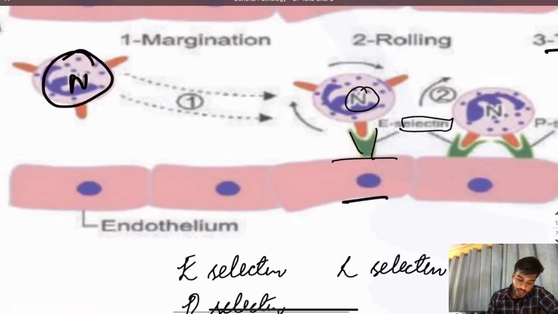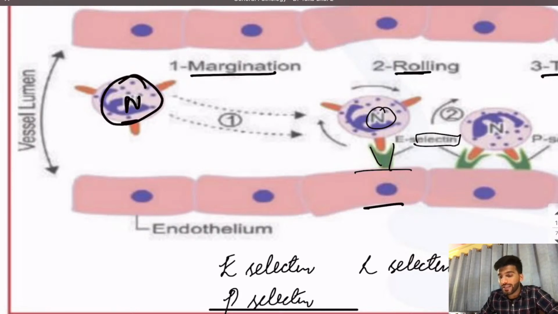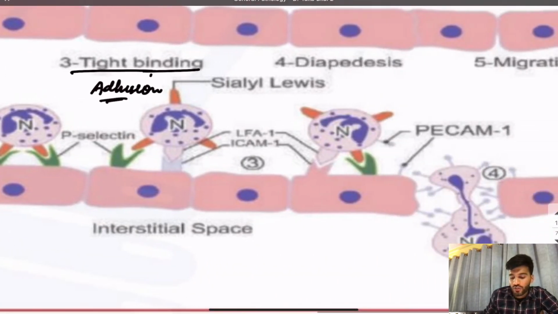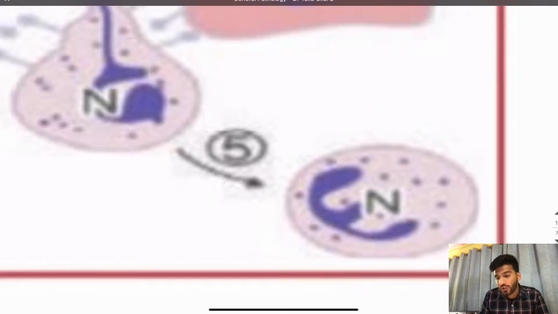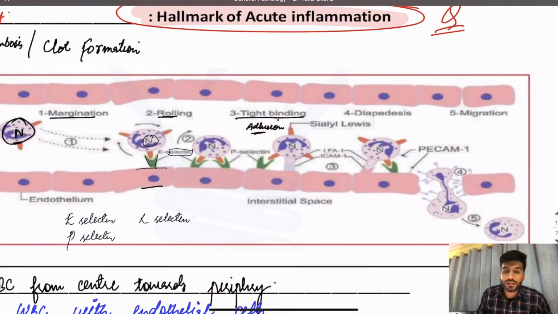Now see, first this WBC from the center is coming to the periphery. Then margination happens, then it has a loose attachment with the endothelial cells with the help of selectins. Then going further, it has a tight adhesion with the endothelial cells with the help of integrins. Then there will be transmigration: a movement to come out of the endothelium, so that there will be opsonization, killing, engulfment, phagocytosis. So we are going step by step through the process that takes place in inflammation.